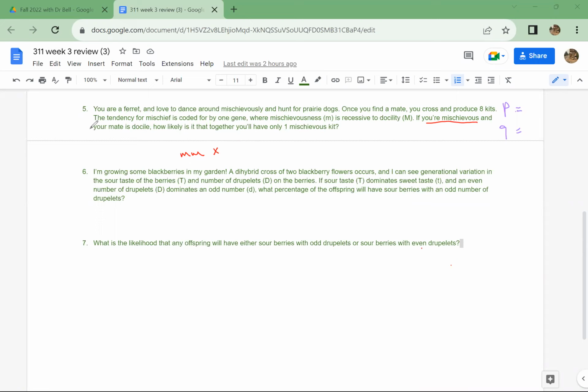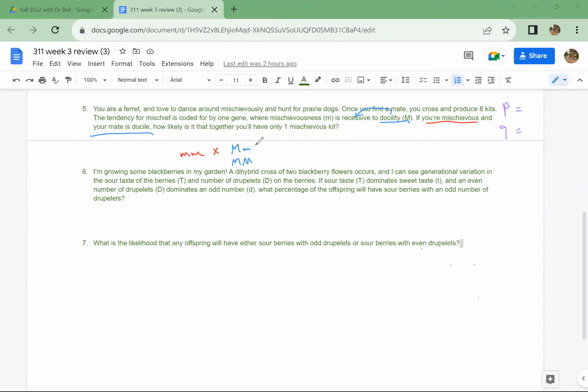And now we look at your mate. It says your mate is docile. So we know that because they're docile, they have at least one dominant docility allele. But we've come across a problem. Because docility dominates the recessive mischievous allele, your mate could be uppercase M, lowercase m, or uppercase M, uppercase M, and still be docile. We don't have any more information.